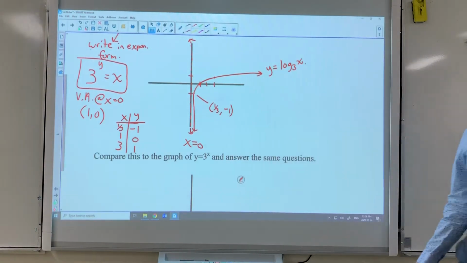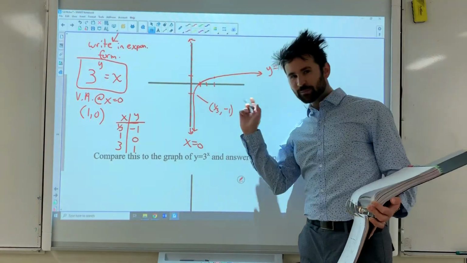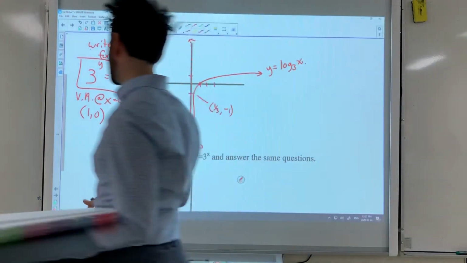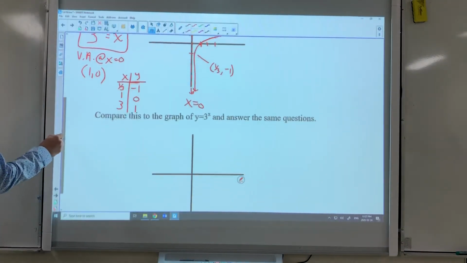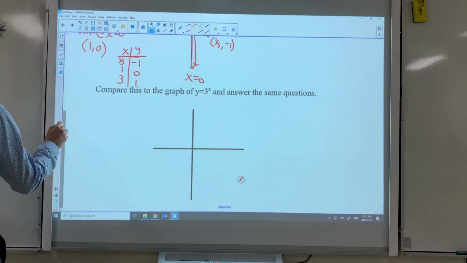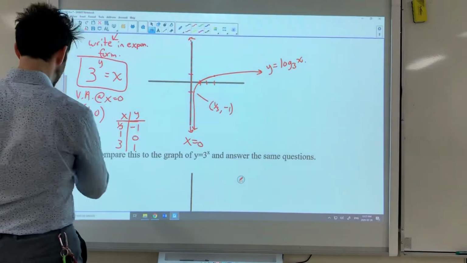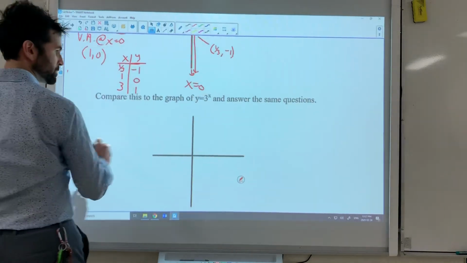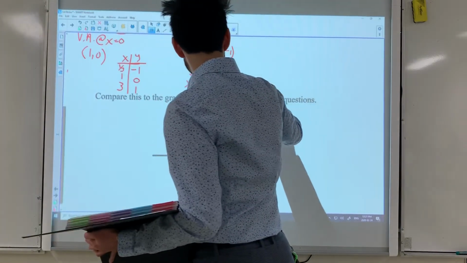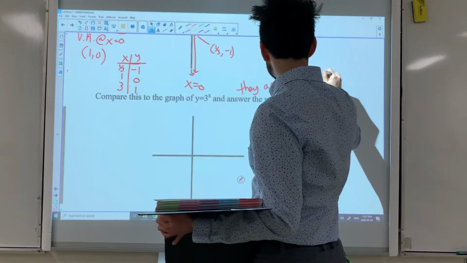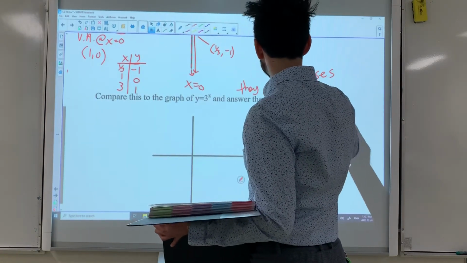Believe it or not, sometimes they give you log graphs that have transformations. We'll look at those some other time. They don't go too crazy though. So compare that to the original graph of y equals 3 to the x. Well, they're just inverses. That would be the big takeaway. They are inverses of each other.